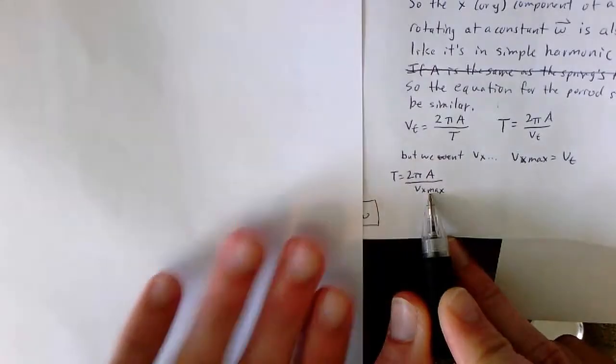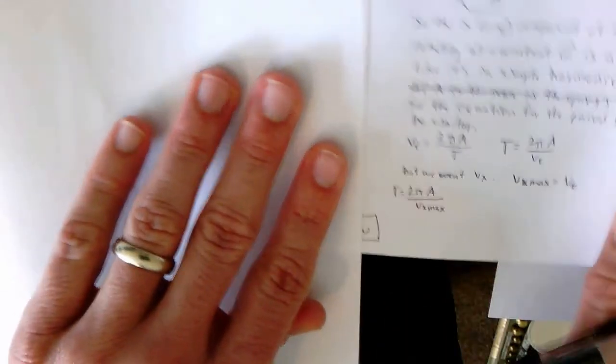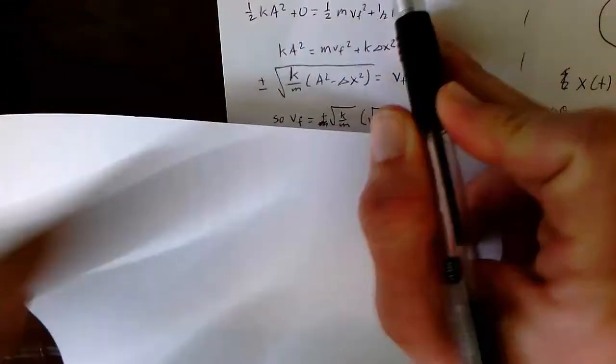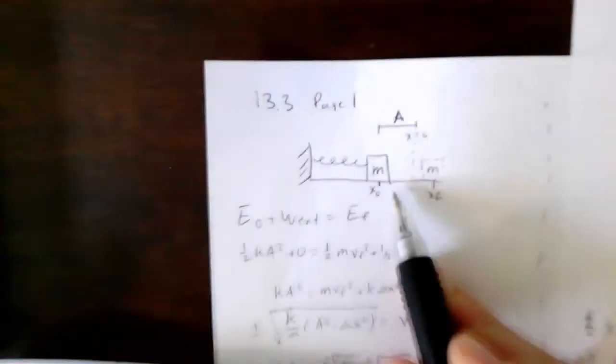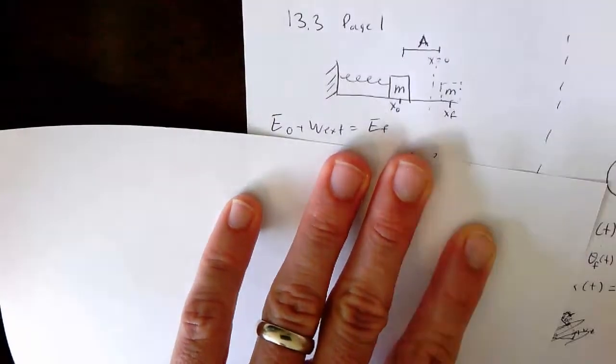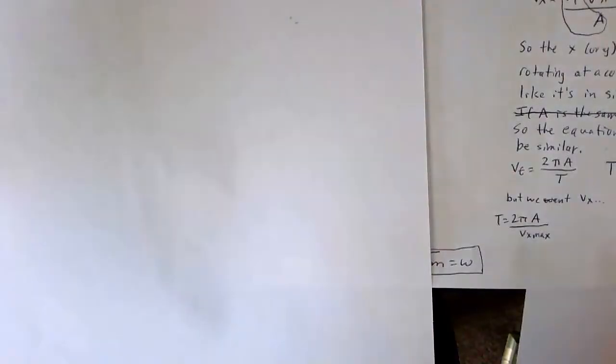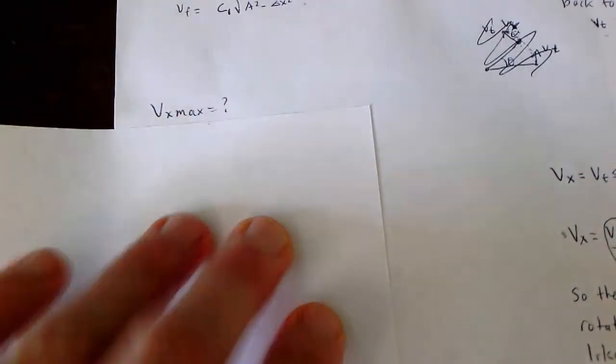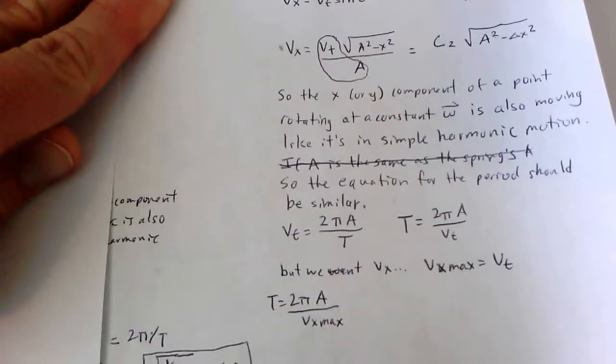So why are we doing this? Well, we're trying to get an equation for the period of this thing. And the equation for the period of the simple harmonic motion should be a similar form as this. So we have 2 pi a. We can do that from our picture, 2 pi times whatever the amplitude is. But what is Vx max? We never got that. So we need to find Vx max for the simple harmonic motion. And once we get that, it will allow us to use this equation down there.